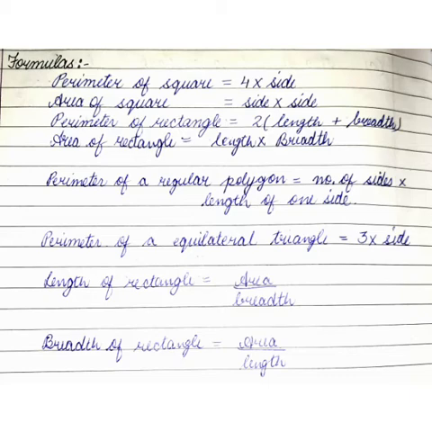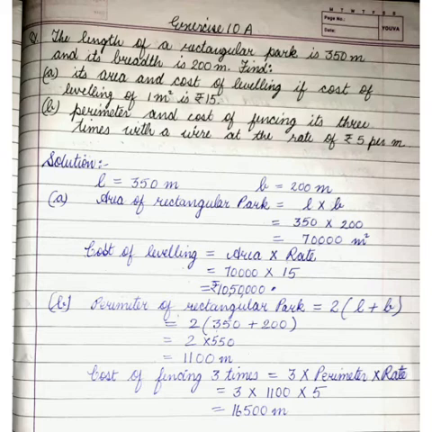Perimeter of regular polygon is equal to number of sides into length of one side. Perimeter of an equilateral triangle is 3 into side. Length of rectangle will be equal to area upon breadth and breadth will be equal to area upon length. Exercise 10a, question number 1.